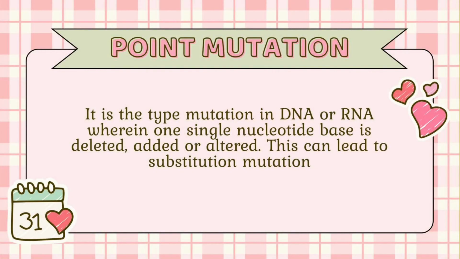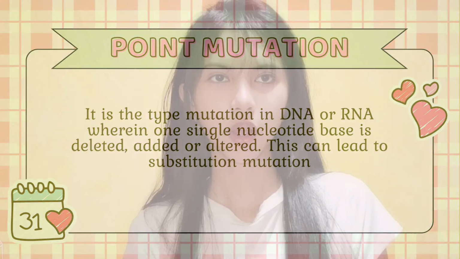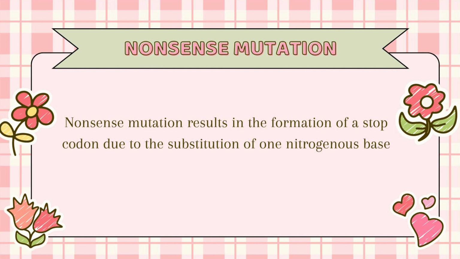What is a point mutation? A point mutation is a change in a single nucleotide, such as when a base gets deleted, added, or changed. And this can lead to three types of substitution mutation, and these are: 1. Nonsense mutation. Nonsense mutation happens in the formation of a stop codon and can be inherited if present in the sperm or egg of an individual's parents.